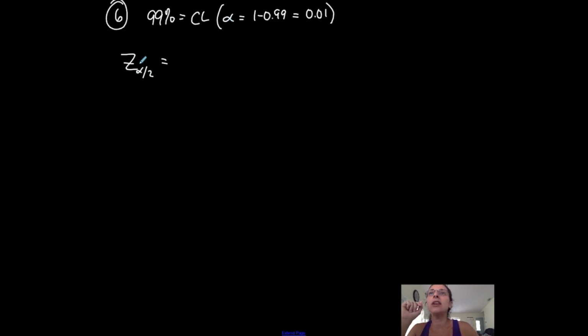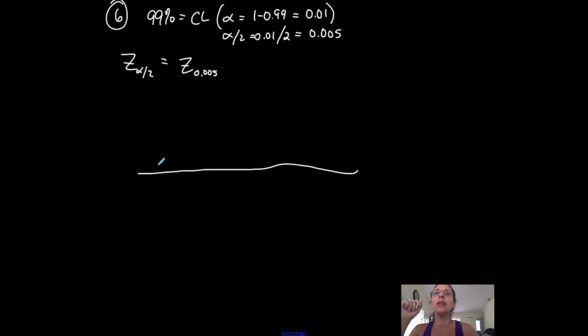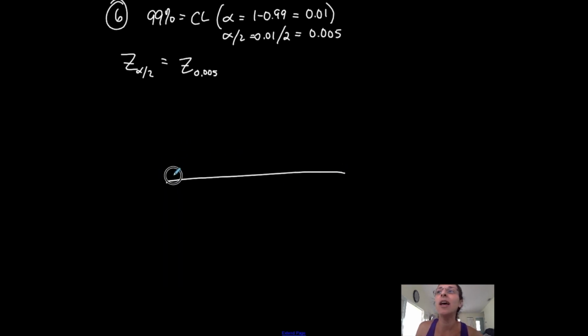This says z of alpha over 2. So I'm going to cut that in half. 0.01 is alpha, divided by 2 is 0.005. So technically, I want z of 0.005. This is the critical value I'm looking for. And this notation we saw in chapter 6. It is a z-score. And given that it's a z-score, it's on an SND curve automatically, right? The center is 0, the mu is 0, standard deviation is 1.